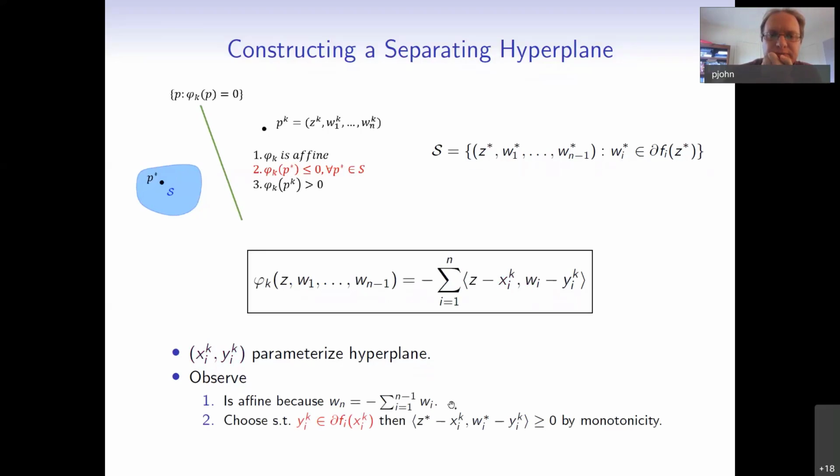Now we want to choose this function so that the solution set is on the negative side. So any p star, any solution, evaluates on the negative side of phi k. It is negative, I guess. The way that we do this is we pick each yik to be a subgradient of fi at xik, and then we can use the monotonicity of the subgradient, because we know that for the solution set, each wi star is a subgradient of fi at z star. So now this is really using the monotonicity property.